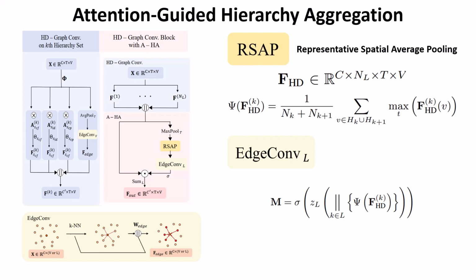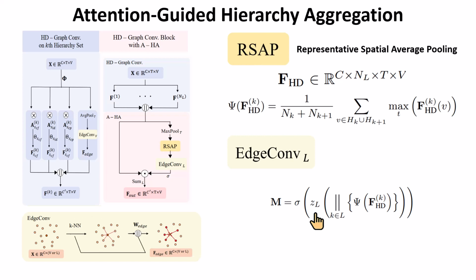Let's just review it again. Initially, we have F^HD of the k-th set. We pass it to the psi function, which does this RSAP thing, giving a single vector representing the whole edge set, and we concatenate them for the different layers that we have in the edge sets. We have 4 edge sets, so we have 4 nodes. And once we have 4 nodes, we pass them to this Z^L, which is this edge convolution, passing some information to the closest ones, and then we finally have 4 vectors again for these 4 edge sets.